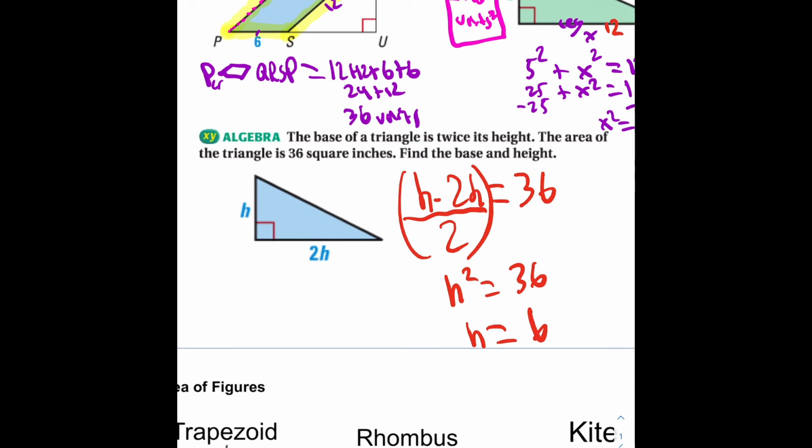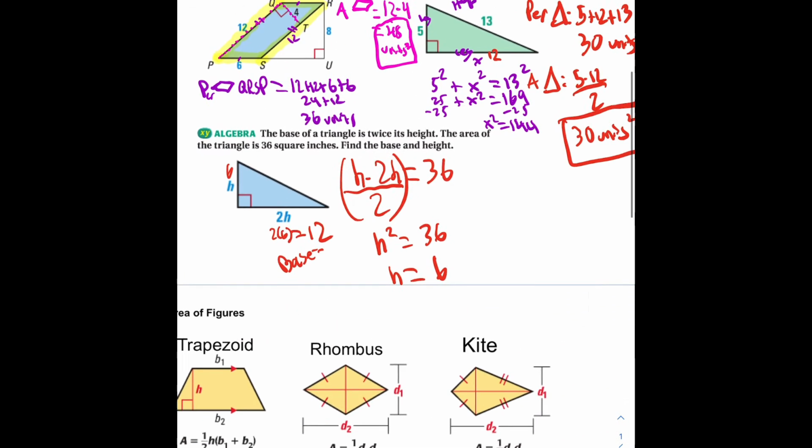So my base, again, 2 times 6 is 12, and my height is just 6. So to answer the actual question, again, base equals 12, height equals 6.